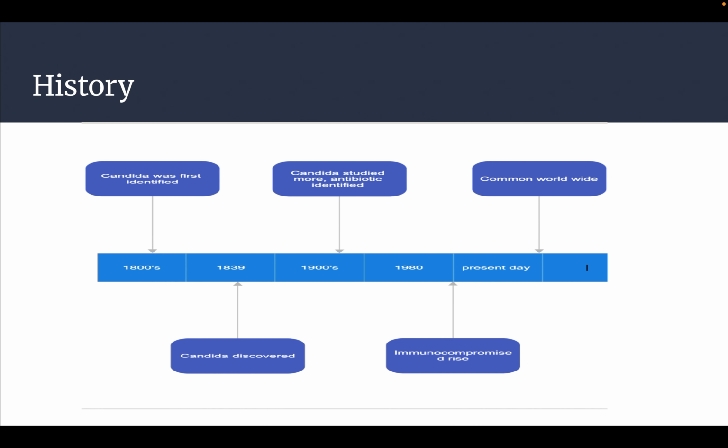In the 1980s, the HIV/AIDS crisis showed us just how dangerous the fungus could be when the immune system isn't working. Today, because we use so many modern medical tools like catheters and IVs, Candida has become one of the most common infections found in hospitals worldwide, as these tools can allow it to overgrow.